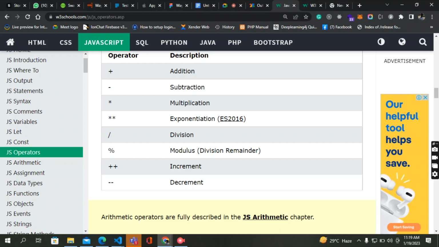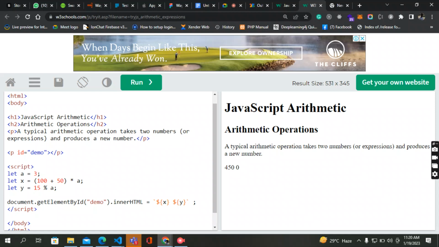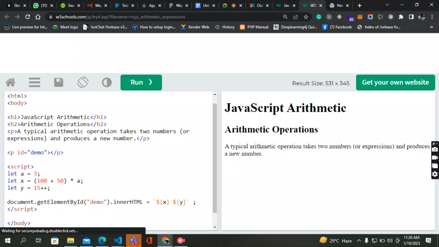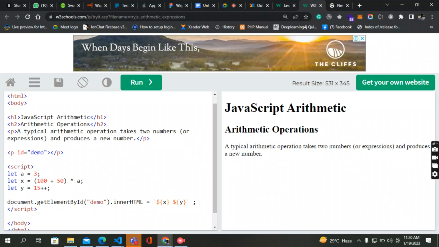And then this double plus is called increment. Increment is a way of adding one to a number. You add plus one to a value, and the same thing with this double minus, it removes one from a value. So let's check an example here too, to say 15 plus plus, what do we get?